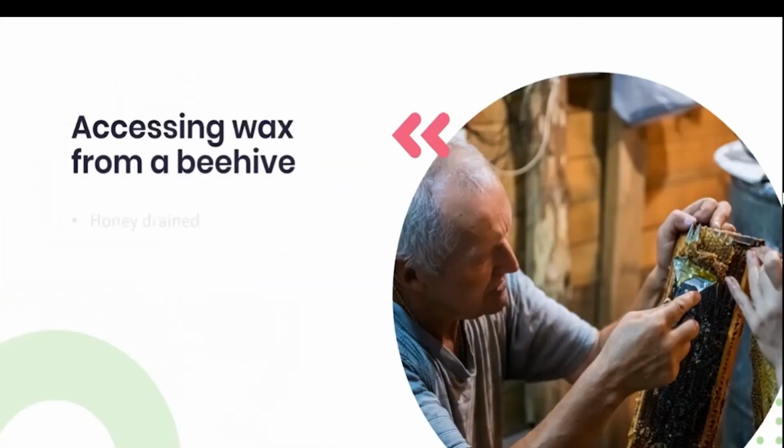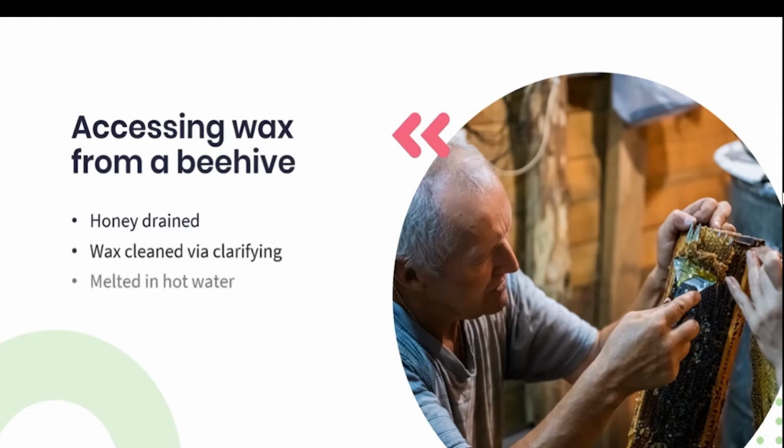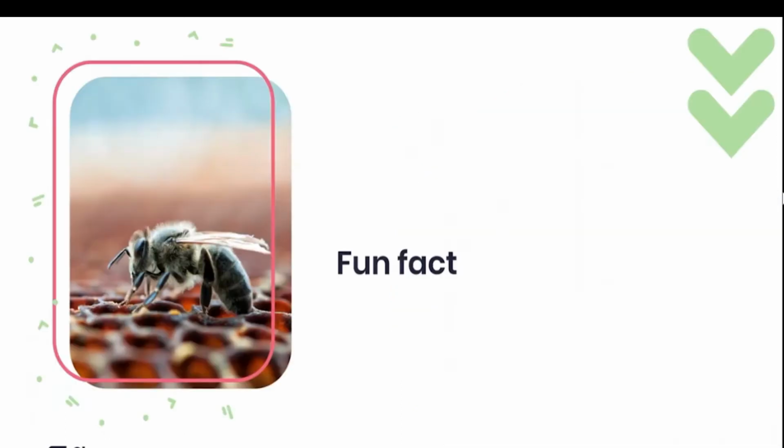Once the honey has been drained from the honeycomb, the leftover wax needs to be cleaned and have the remnants of the honey removed via a clarifying process done in hot water. Following this, we are left with the luxurious honey-scented wax that can now be used to make our candle masterpieces.